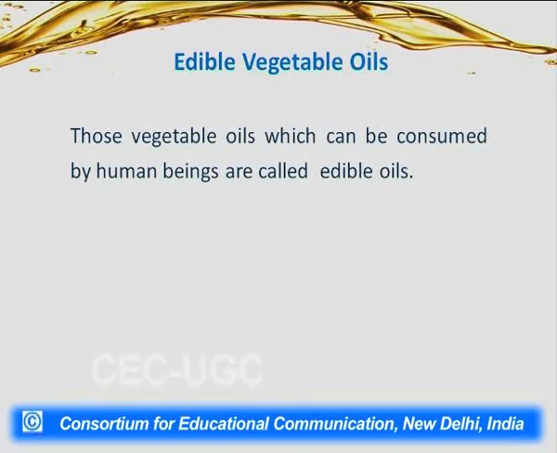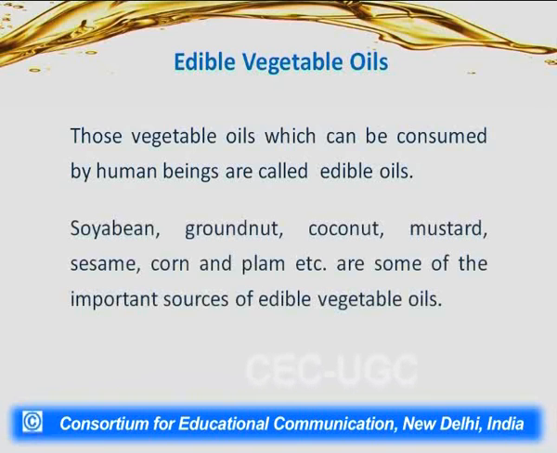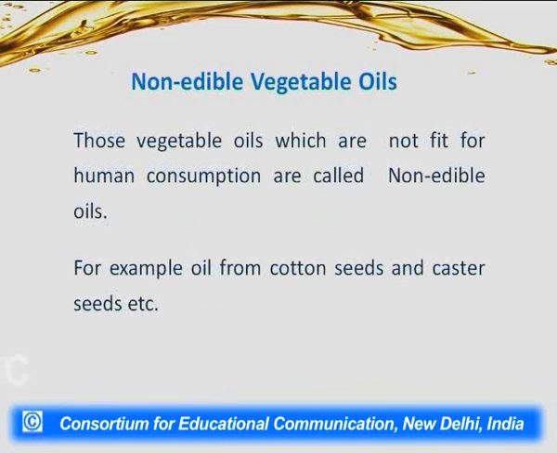The examples of edible vegetable oils are soybean oil, groundnut oil, coconut, mustard, sesame, corn and palm, etc. So, these are important sources of vegetable oils which we generally use in our kitchen. And non-edible vegetable oils include oils from cotton seed, castor seed, etc.